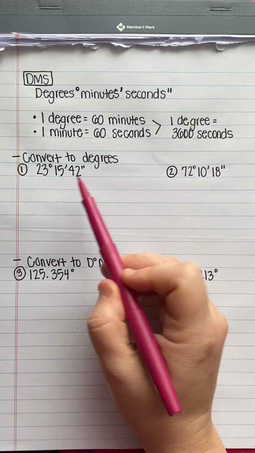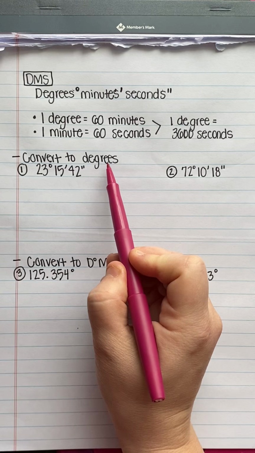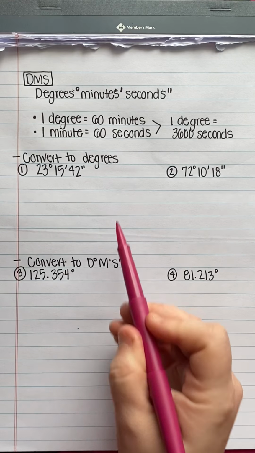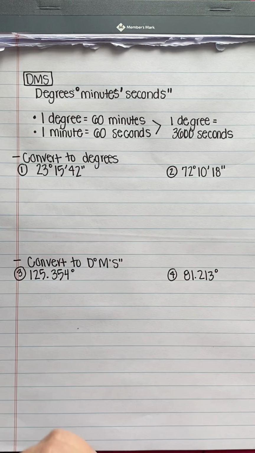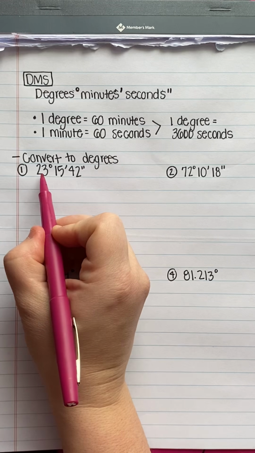All right, so in problems 1 and 2, they give me degrees, minutes, and seconds, and I'm trying to convert these all into degrees. On problems 3 and 4, they just give me degrees, and I'm trying to go backwards and get to degrees, minutes, and seconds. So look at number 1, we're going to do a little bit of unit analysis or dimensional analysis to figure this out. So first thing, I'm converting degrees.